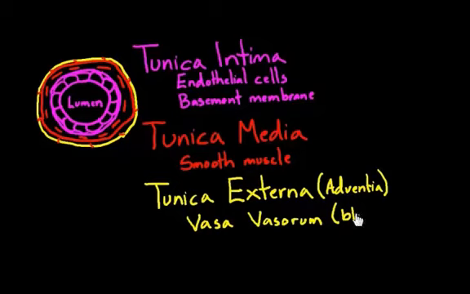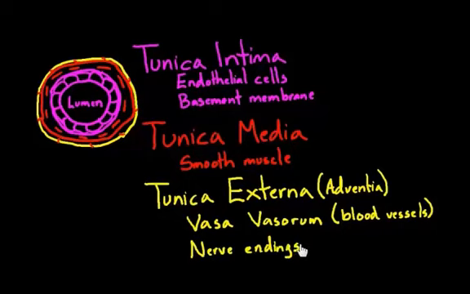So the tunica externa has the blood vessels, and it also has nerve endings. I'm not going to actually draw that in because it would be kind of hard to show, but nerve endings actually can be in that tunica externa layer. So you've got 3 layers. Each of them has some pretty cool things in them.